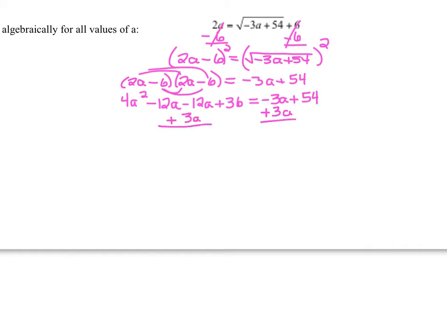I'll line that up underneath my a terms. And then I'm going to subtract 54 from both sides of the equation, and I'll line that up under the number. All right, so on the right-hand side of the equation, everything cancels, so we're left with 0. And on the left-hand side of the equation, the 4a squared comes down. When I combine negative 12a and positive 3a, that'll give me negative 21a. And then 36 minus 54 would be negative 18.